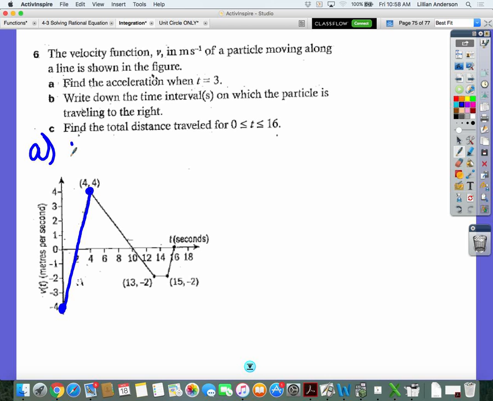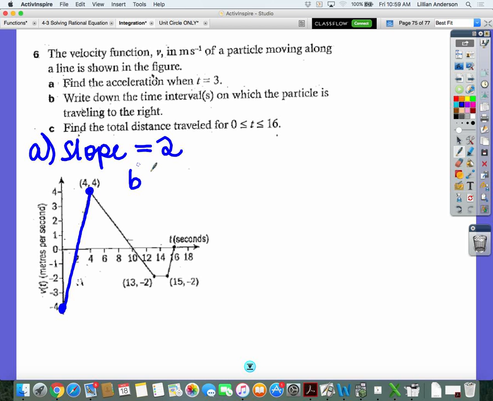So again, you are looking for the slope. What is it? It is 2. You have to write down the time intervals on which the particle is traveling to the right.